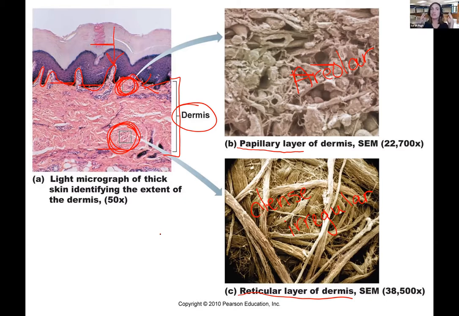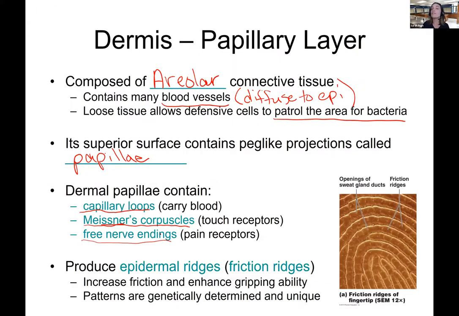And so you're going to have deeper papillae anywhere where you have more friction. So palms, soles of the feet. These are responsible for providing you with friction ridges, your fingerprints, right? You find these friction ridges where you have a lot of friction, and they help to enhance your gripping ability, right? These are patterns that are genetically determined. We all have different fingerprints, okay?